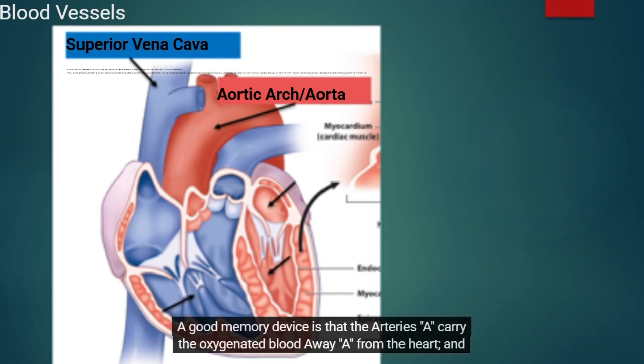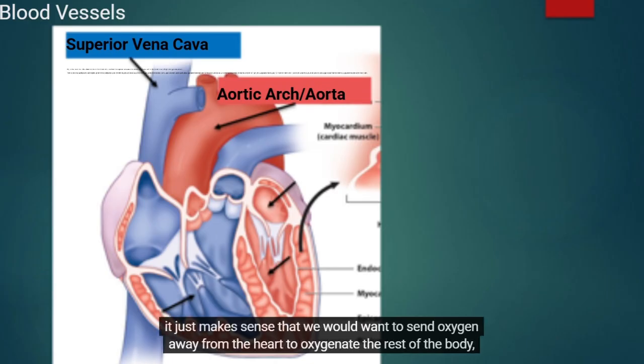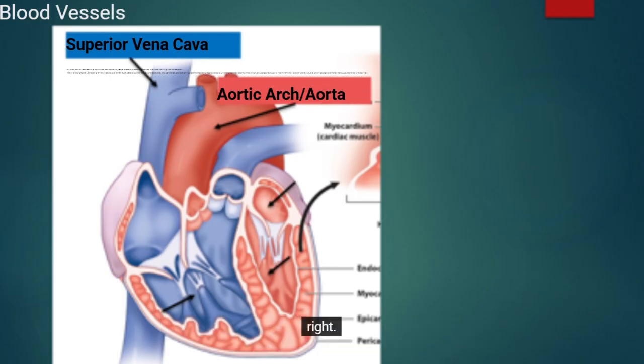A good memory device is that the arteries carry the oxygenated blood away from the heart, and it just makes sense that we would want to send oxygen away from the heart to oxygenate the rest of the body, right?